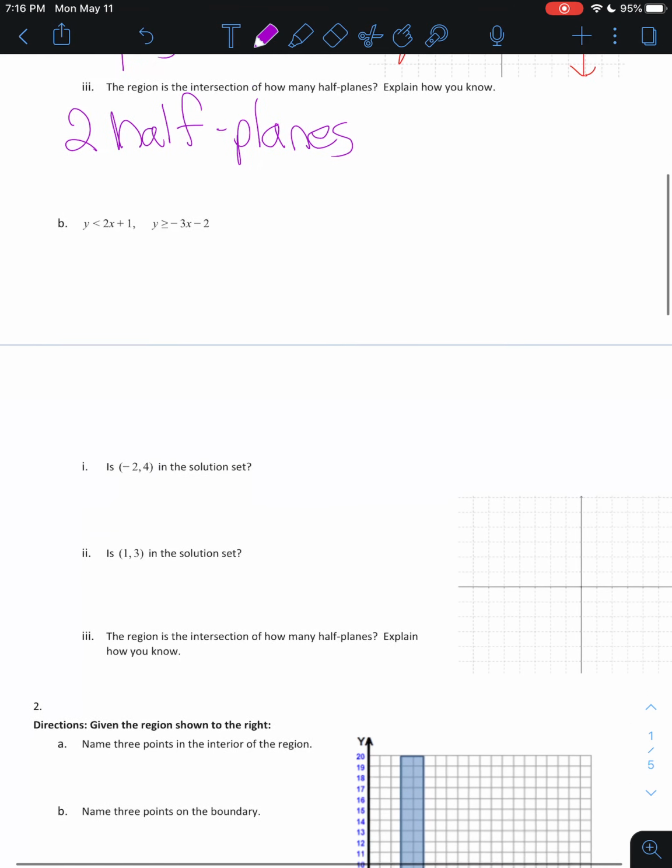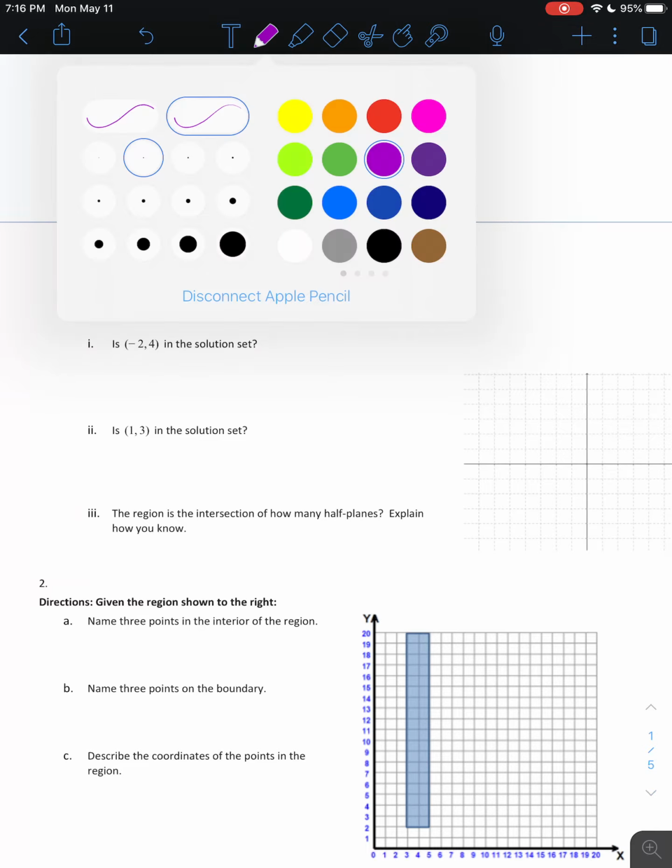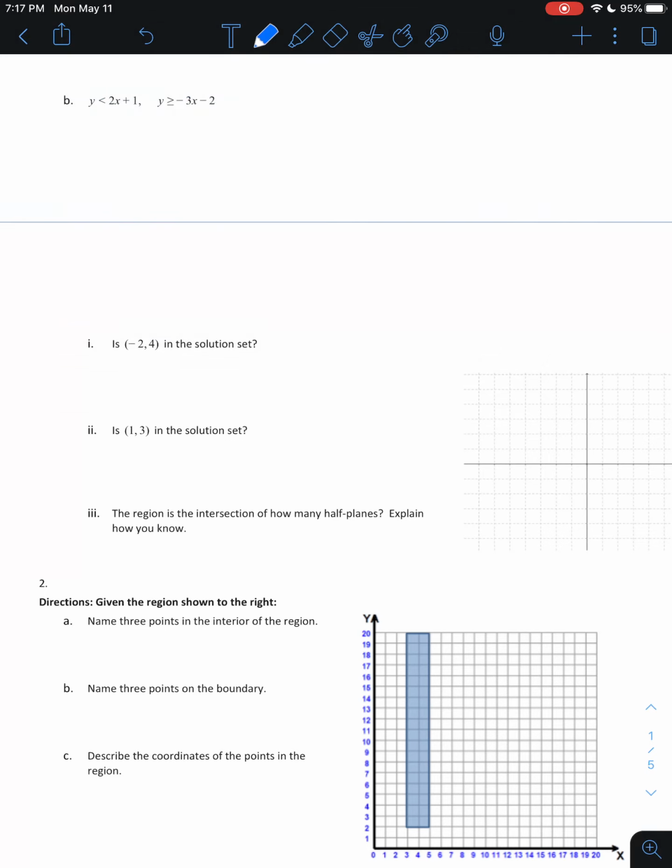So let's look again down here at B. The formatting is a little weird because the equation is up here, but these are the questions. We have, again, 2 equations. We have y is less than 2x plus 1, and we have y is greater than or equal to negative 3x minus 2.